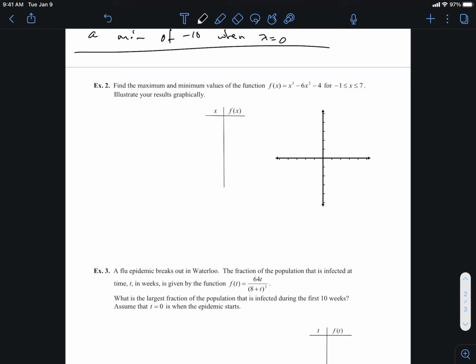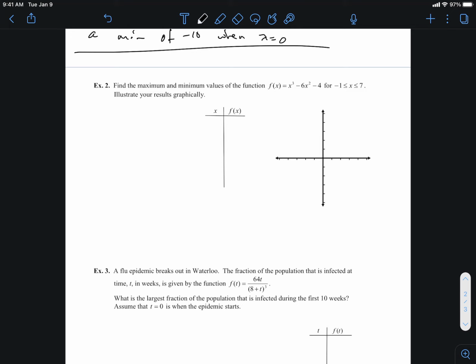Okay, so we're going to find the maximum and minimum values of this function for that specific interval again. Okay, and then we're going to illustrate our results graphically. So we're just going to do the exact same thing. Derive, set it to 0, right? Plug in all the points, produce the graph. That's it. That's what we're going to do. And we're going to get a very clear idea right away as to what this graph looks like.